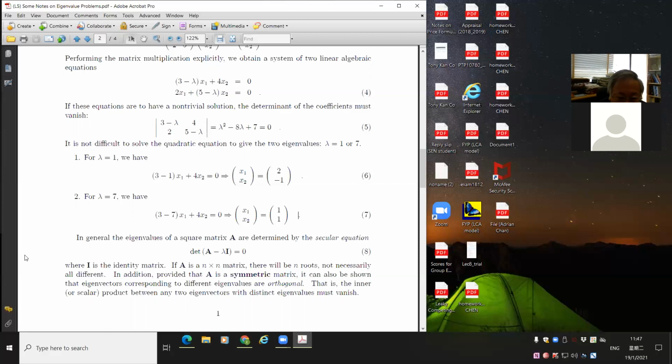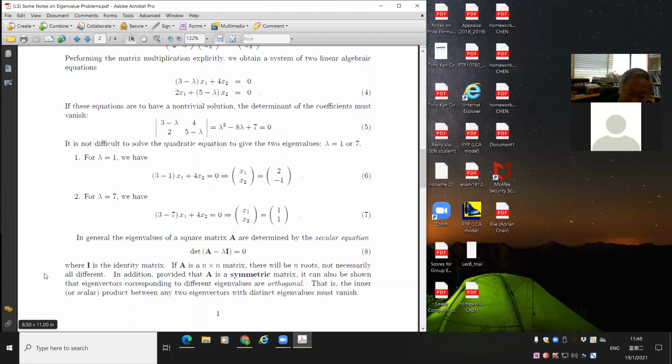The n roots are not necessarily all different. Some of them may be repeated. In addition, provided that A is a symmetric matrix, it can also be shown that eigenvectors corresponding to different eigenvalues are orthogonal. All right? For symmetric matrix A, the eigenvectors corresponding to different eigenvalues are orthogonal. That is, the inner product or scalar product between any two eigenvectors with distinct eigenvalues must vanish.